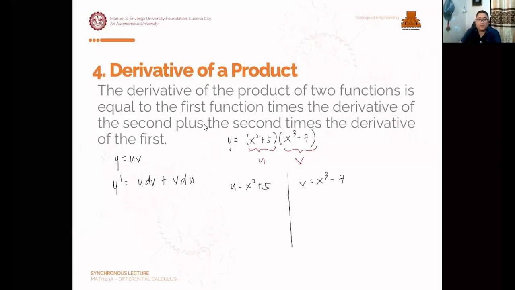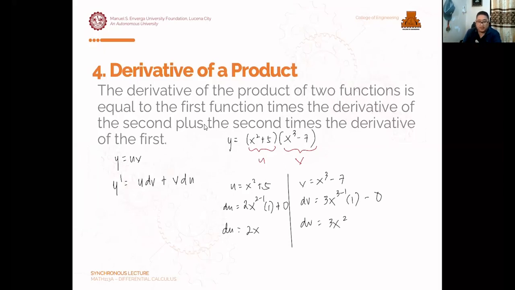Okay? Ang gawin mo, kunin mo yung derivative niya parehas. Okay? So, derivative niya, so du is equals to 2x to the 2 minus 1 times 1 plus 0 kasi constant yun. Next, yung derivative ng v natin will be 3x to the 3 minus 1 times 1 minus 0. Simplify. Du is equals to 2x. dv natin is equals to 3x squared.